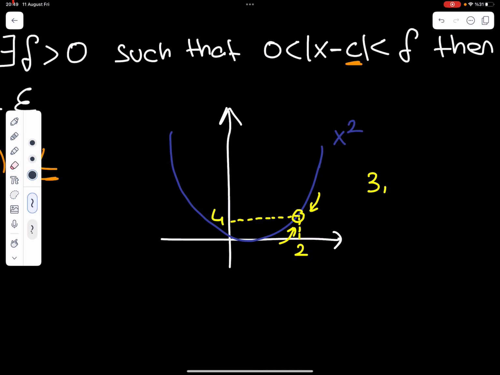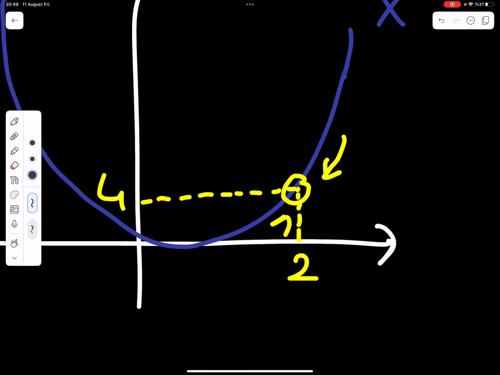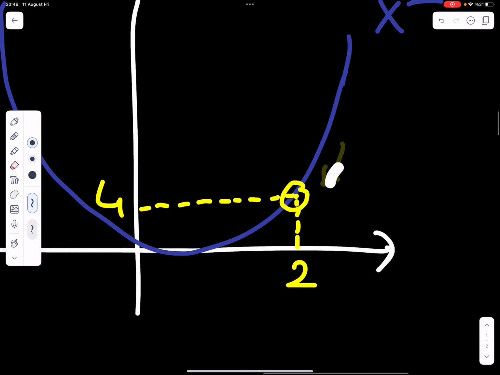I mean, what can we do with this value? So it depends on you. Anyway, let's erase this to have a space to explain to you.